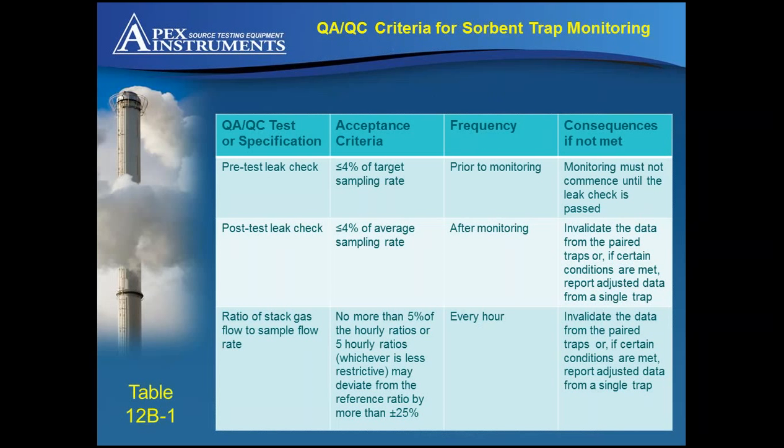Okay, now we're going to talk a little bit about the QA/QC criteria. Primarily, you have pre-leak and post-leak checks, 4% of your sample rate. The pre-leak is done at whatever your starting or baseline target sample rate was. Your post-leak is done at the average sample rate of the entire test. Also, vacuum levels during your pre-leak are done at maximum vacuum, and at the post-leak, you're done at the maximum vacuum observed during the test.